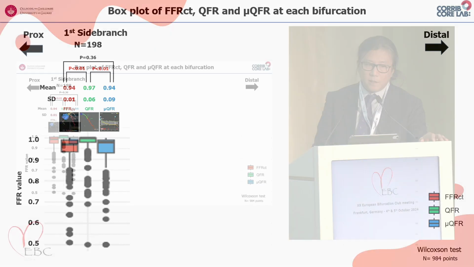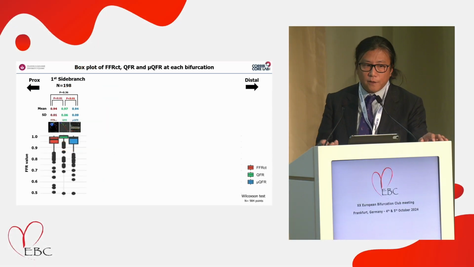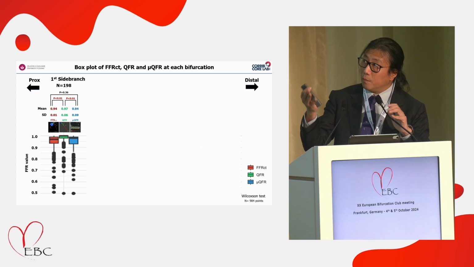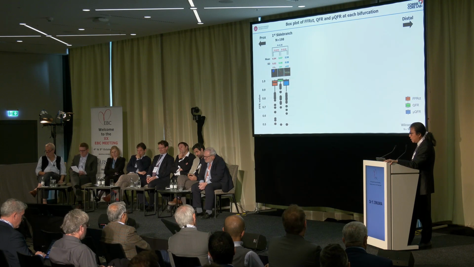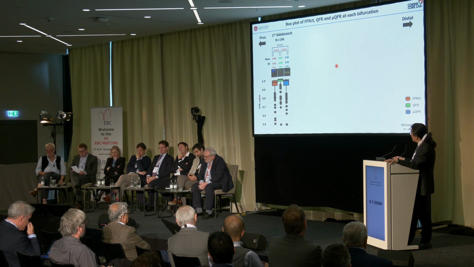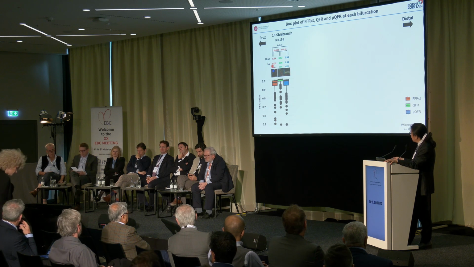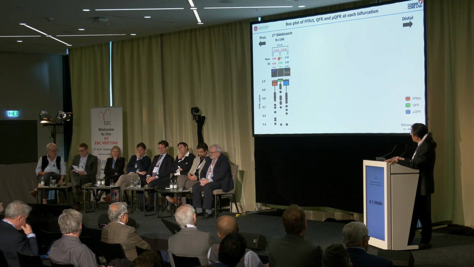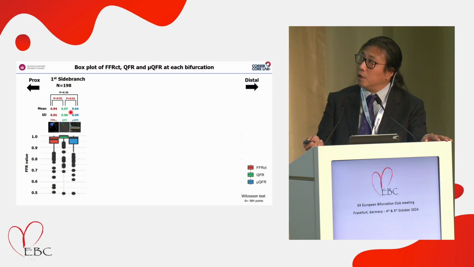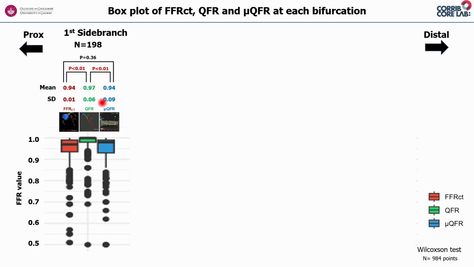So if you divide that by each level of the side branch, the first side branch from the proximal, including left main or the major bifurcation in the right coronary artery, you could see that the value of the FFR-CT is 0.94, QFR was 0.97, and μQFR was 0.94. So there was a significant difference between the FFR-CT and QFR. QFR is higher than the FFR-CT and also higher than the μQFR. There was no difference between the FFR-CT and the μQFR.